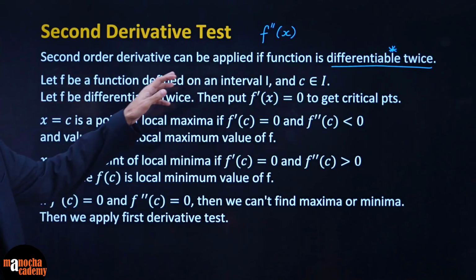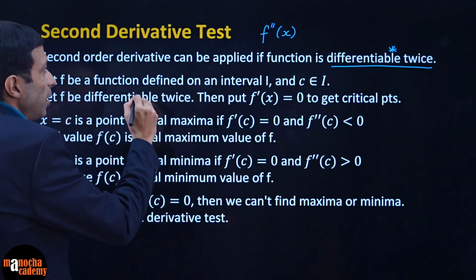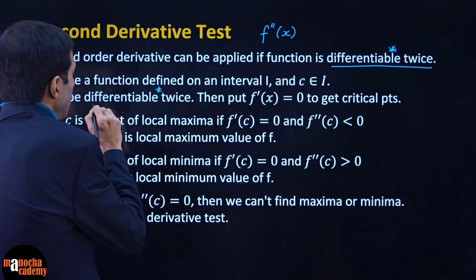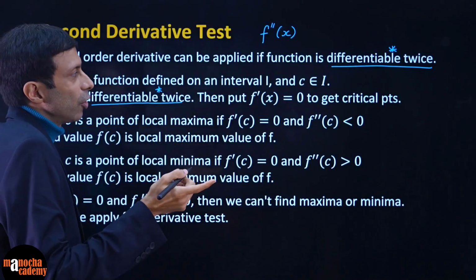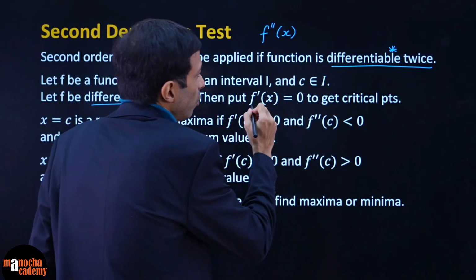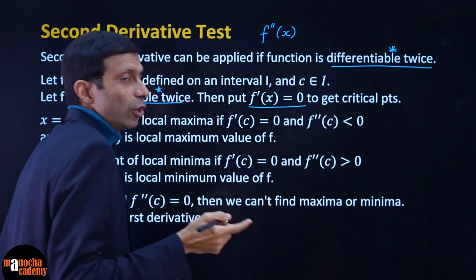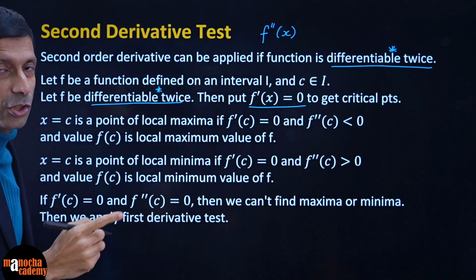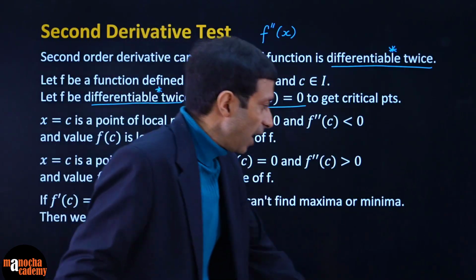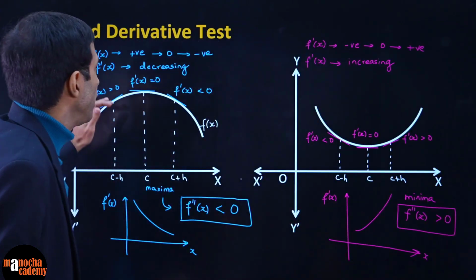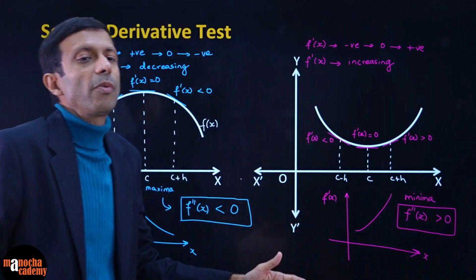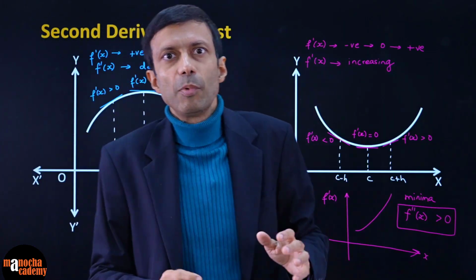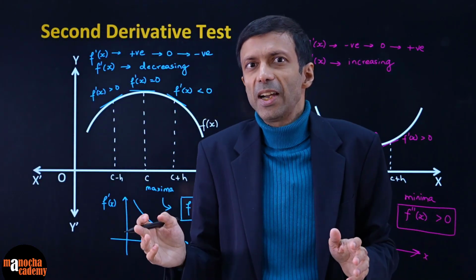So let the function be defined on some interval and it be differentiable twice, right? Then you put f dash x equal to 0 to get your critical points, right? So first you are trying to get your critical points, and that was the main problem, right? That we didn't know whether it's a maxima or minima. So what were we doing? We were going around like the friendly neighborhood Spider-Man, checking the left side, the right side.